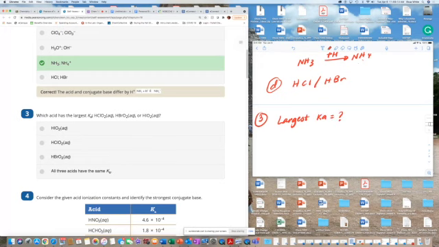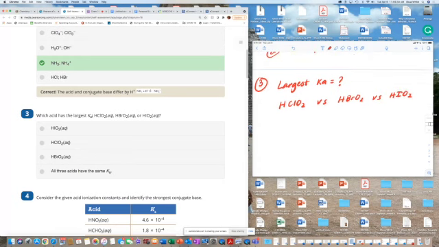And then you see how conveniently they haven't given you the Ka? Okay, we have HClO2 versus HBrO2 versus HIO2. Okay? So HClO2, HBrO2, HIO2.